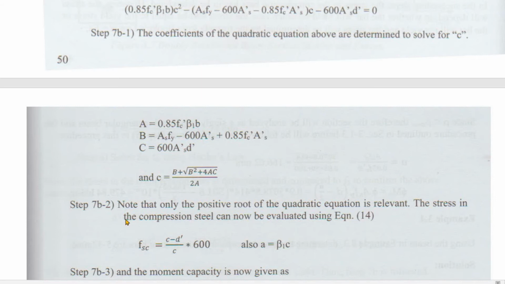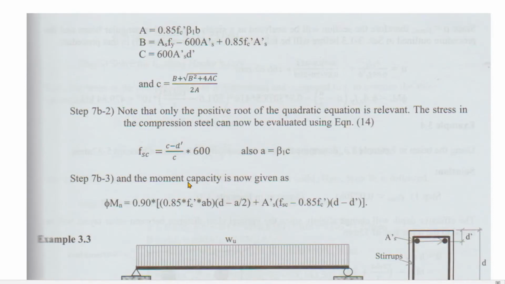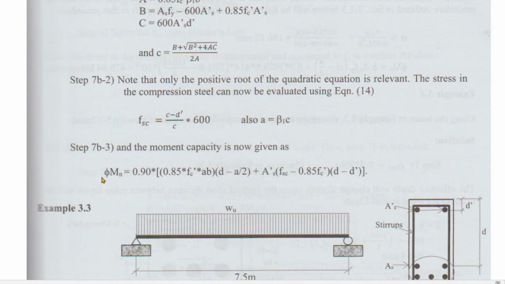Okay? Step 7, B-2. Note that only the positive root of the quadratic equation is relevant and the stress in the compression steel can now be evaluated. Okay, so ma-check mo to, dapat less than Fy yan. And then also, your new value for A is beta 1 times C. And the moment capacity is now given as this one. Ang moment capacity niya is simply parehas lang nung una, nagbago lang yung small c niya.